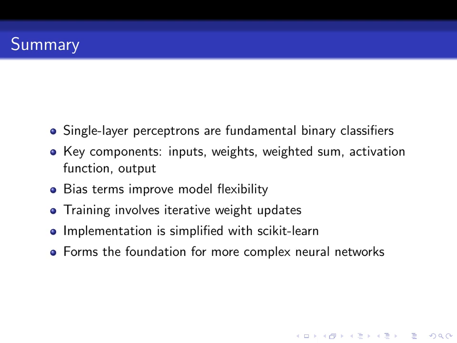To summarize, single-layer perceptrons are fundamental tools for binary classification tasks. Their key components include inputs, weights, the weighted sum, activation functions, and outputs. Bias terms enhance model flexibility by shifting decision boundaries. Training involves iterative weight updates to minimize classification errors. Scikit-learn simplifies perceptron implementation and forms the foundation for more complex neural networks.